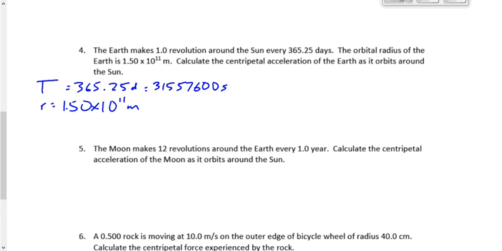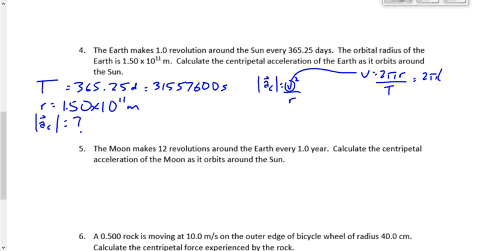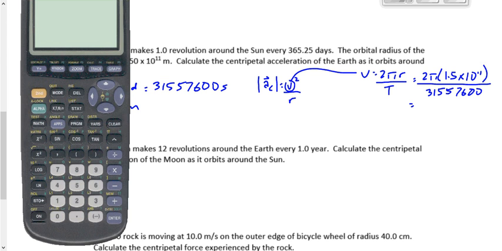And the centripetal acceleration, that's what we're looking for here. We want to find the centripetal acceleration. Let's say a is equal to v squared over r. But look, we don't know what v is, so we've got to find it. v is equal to 2 pi r over T. Hey, we know what T is. This is good. 2 times pi times 1.5 times 10 to the 11 divided by T, which is 31,557,600.